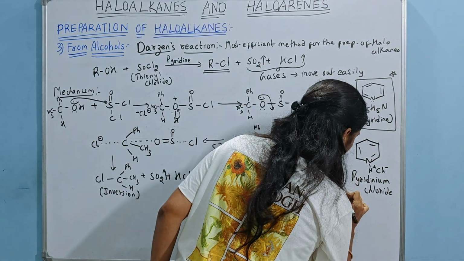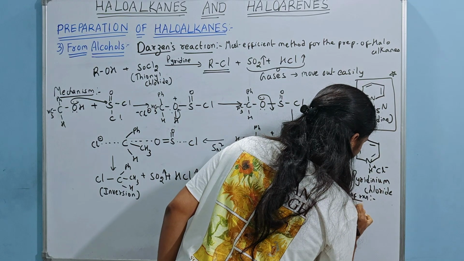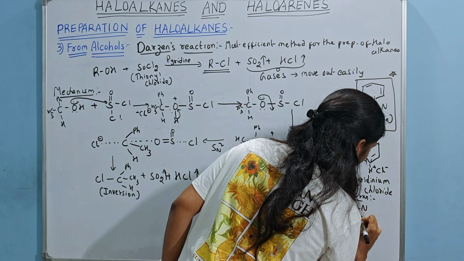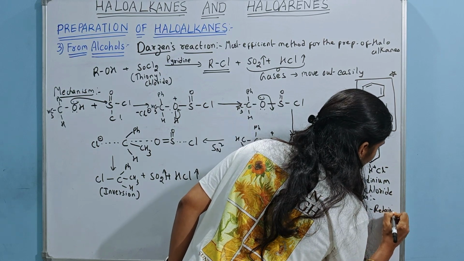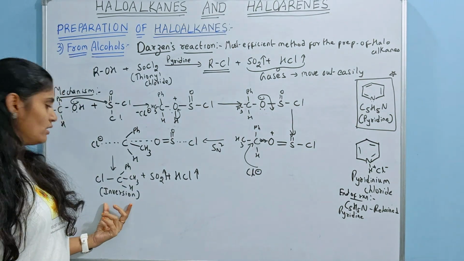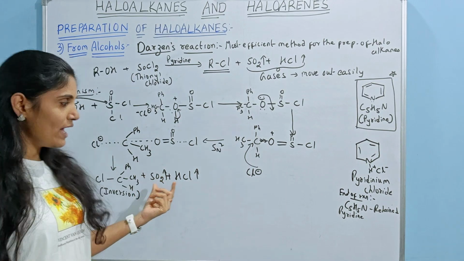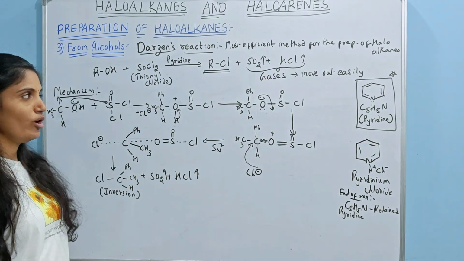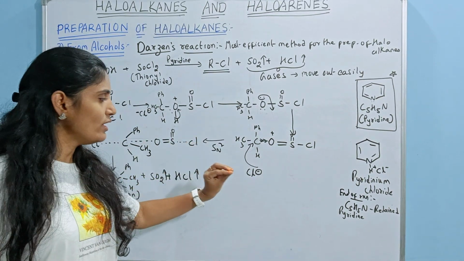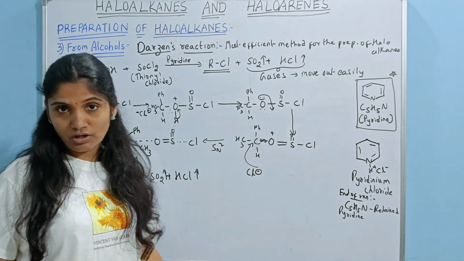And at the end of the reaction, pyridinium will be C5H5N and pyridine. At the end of the reaction, your pyridine is retained. You got the product, the haloalkane with the inverted configuration. Along with that, SO2 gas has been released and HCl gas also has been released. Now in this reaction, clearly you can see the SN2 mechanism is involved, and you can see a clear inversion of configuration.